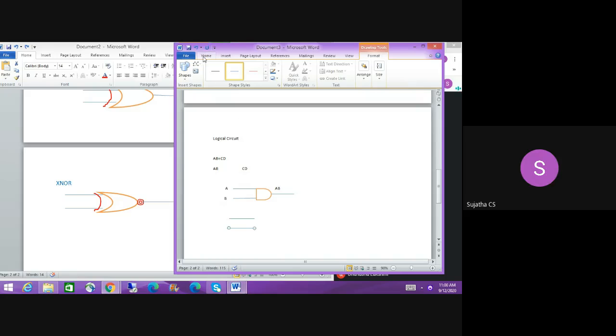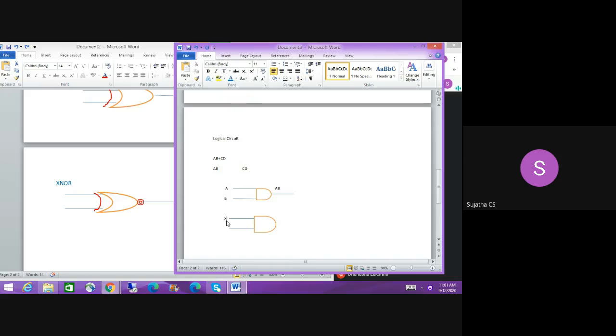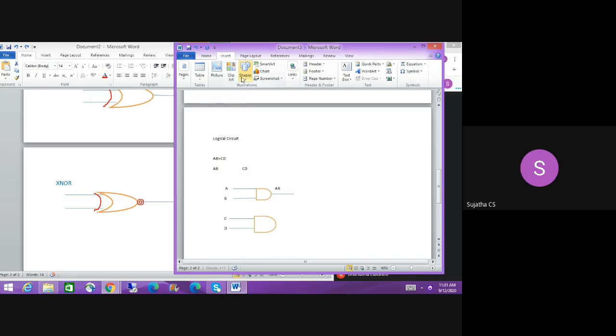So, shapes. And then, okay, I'm passing those variables, CD. C, and then D. What you will get? C into D.